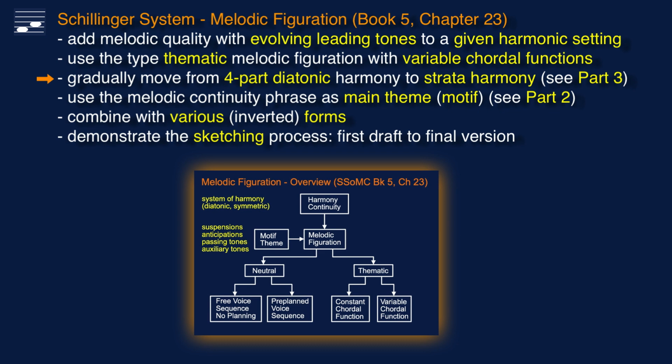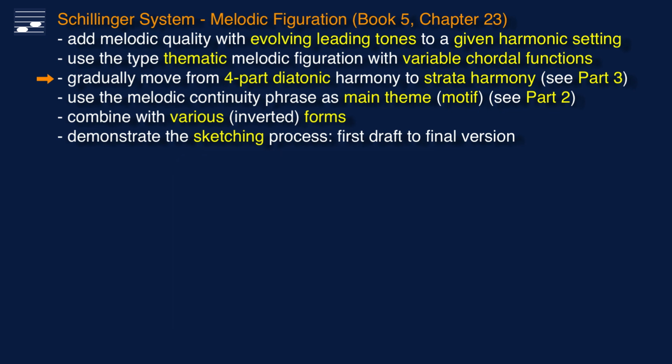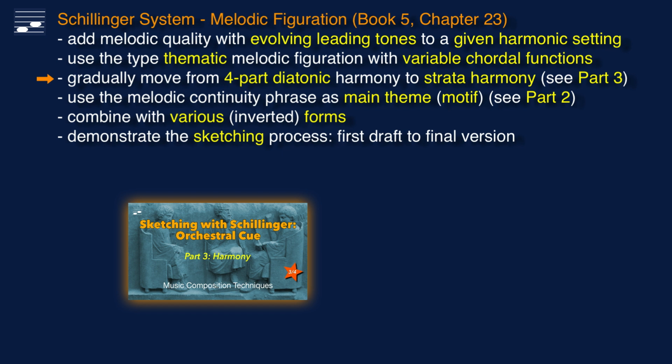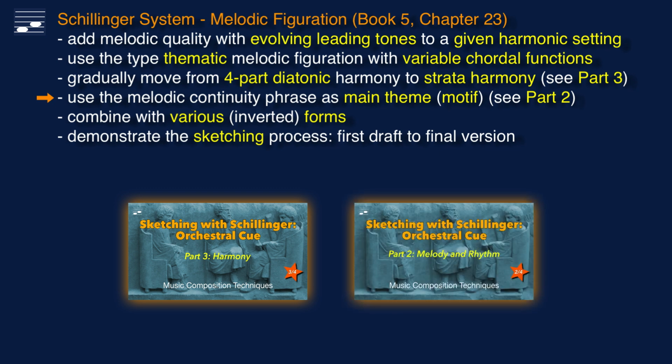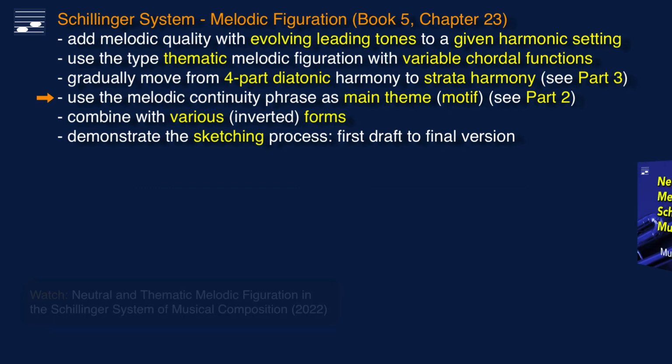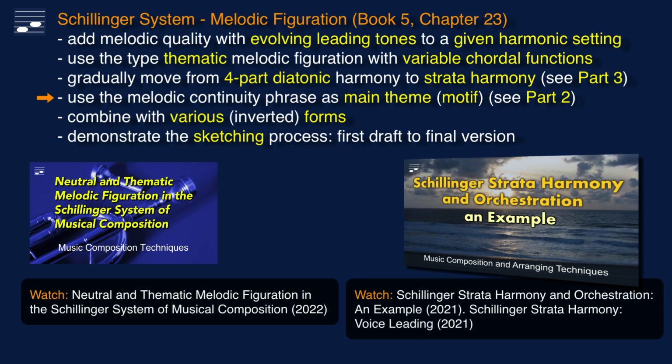The starting point is a 4-part diatonic harmony setting. The final version of the example composition closing section also has strata harmony characteristics, 2 different techniques presented in part 3. The melodic figuration theme is the antecedent phrase from the melodic continuity derived in part 2. You may want to watch this set of video tutorials for more on these subjects.